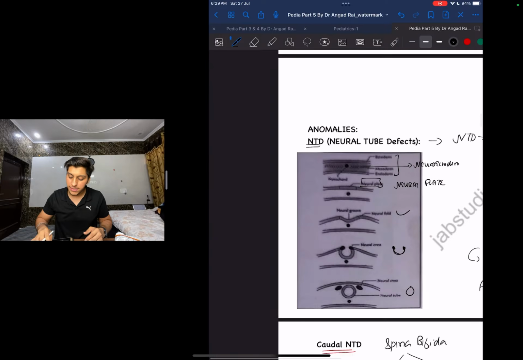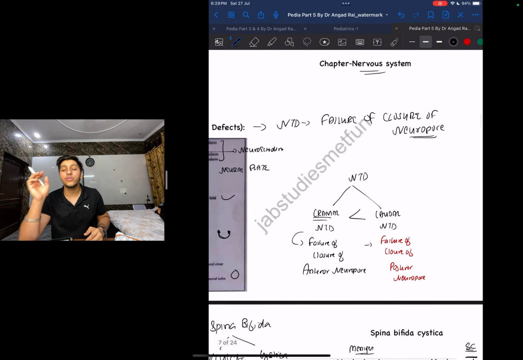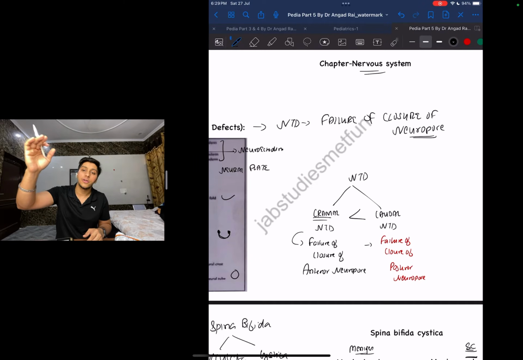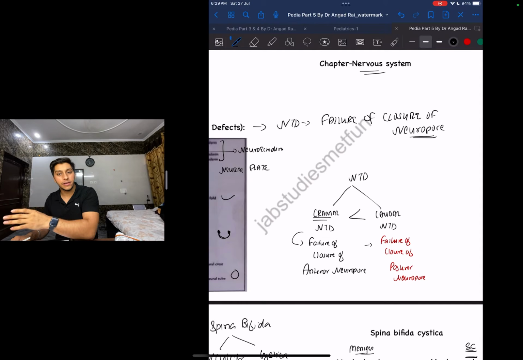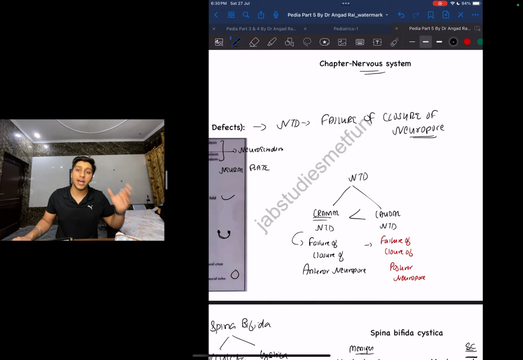Now, what is a neural tube defect, guys? A neural tube defect is failure of the closure of the neural pore, based on whether the anterior neural pore is not closed, or the posterior neural pore is not closed. We are dividing it into 2 parts: a cranial entity and a caudal entity. Remember, caudal neural tube defects are much more common than cranial neural tube defects.